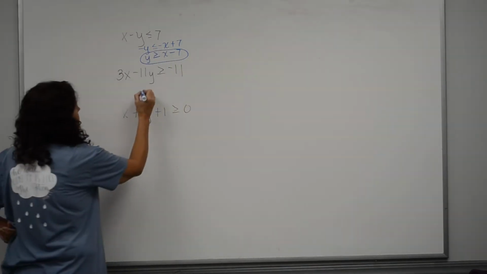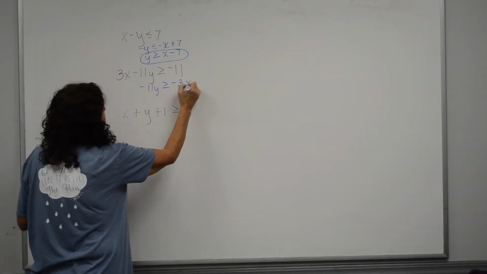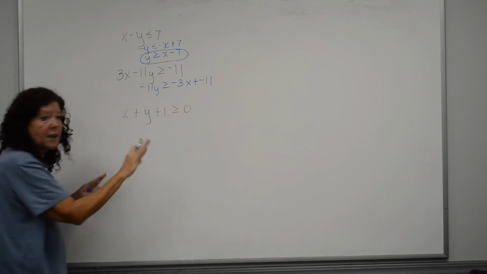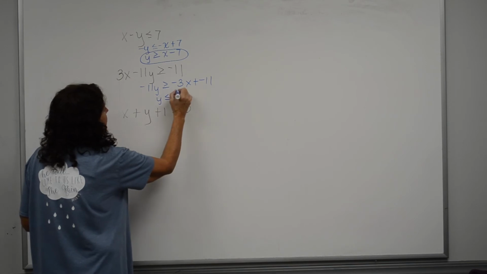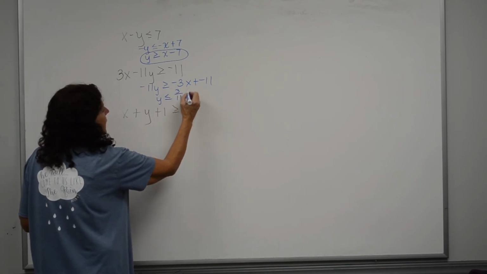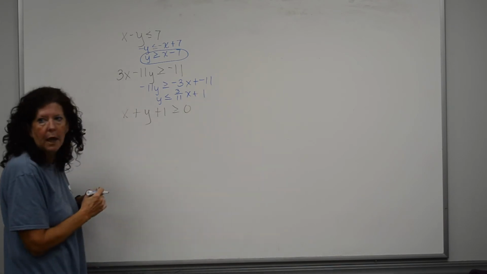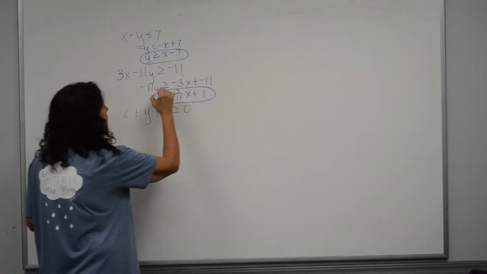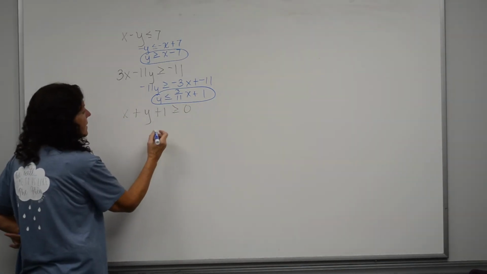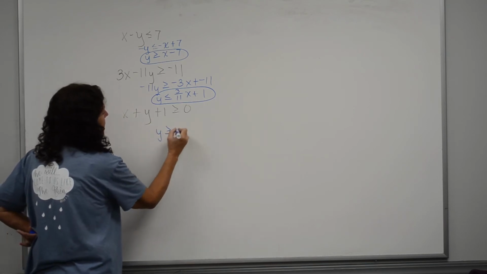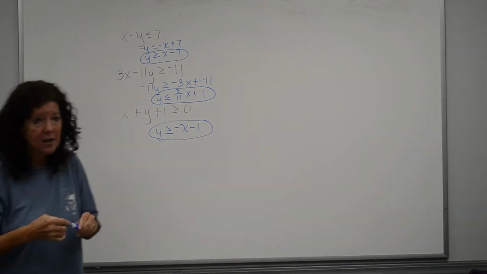Okay, this one, same thing. I have negative 11y is greater than or equal to negative 3x plus negative 11. I've got to divide through by that negative 11, so I switch the direction of the inequality. That becomes 3 over 11x, and that is just positive 1. Okay? So that's my second equation. This one, I've got to take both the x and the 1 over, so I end up with that. Okay? So those are the 3 equations that I'm going to graph.